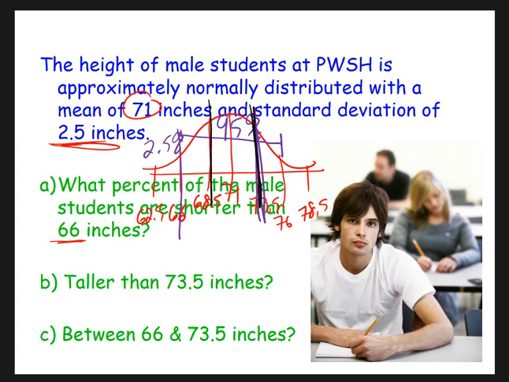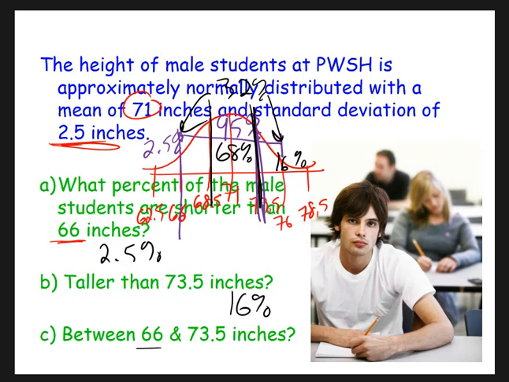So that is one standard deviation away. We expect 68% to be within one standard deviation, so that remaining 32% is split to each side. So 16% would be on this side. This one was 2.5%. Between 66 and 73.5, well, that's a little bit trickier. We just expect 68 to be between 68.5 and 73.5. So we need to add in this piece here. That piece is going to be the difference between the 95 and the 68 on just the one side.